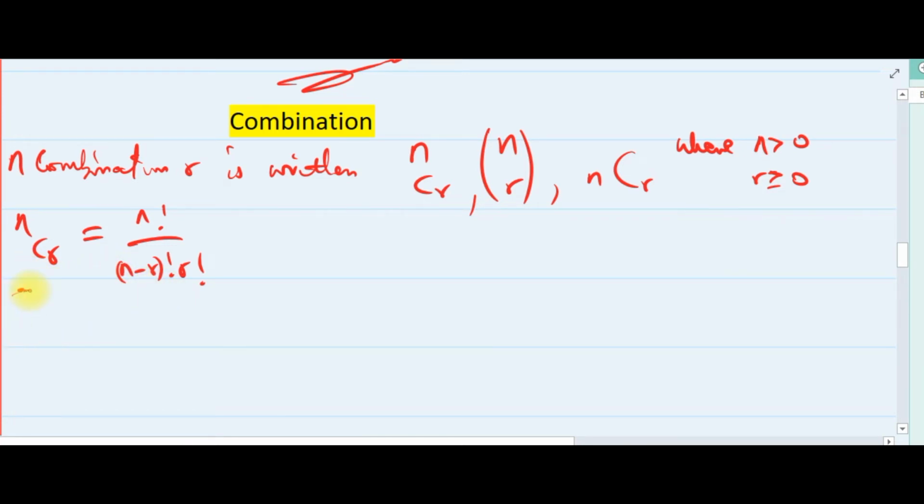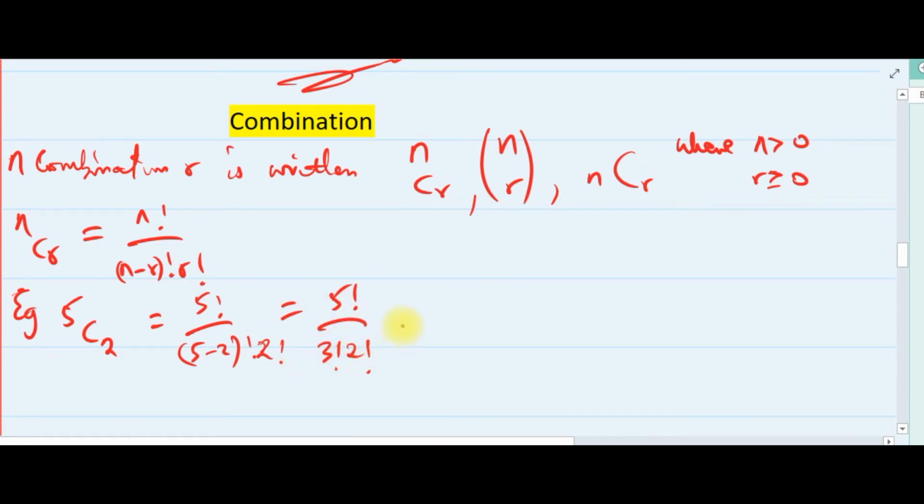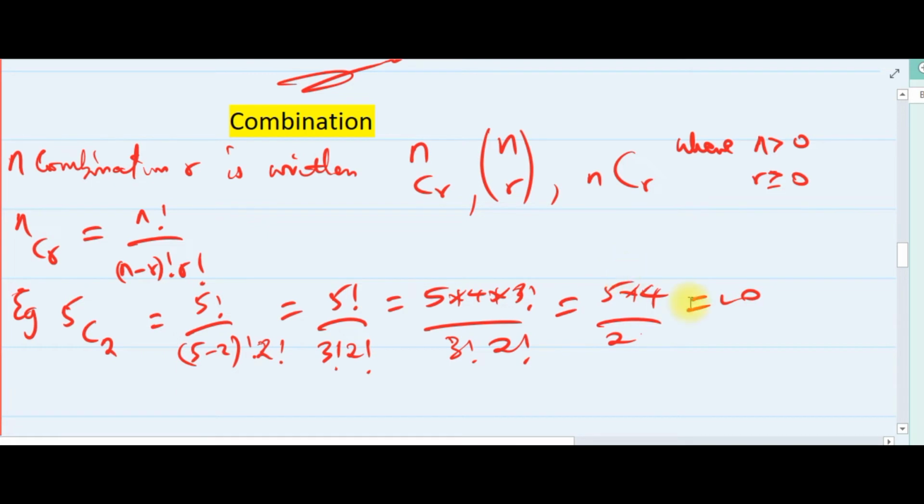So for example, if you are given 5 combination 2, we have 5 factorial over 5 minus 2 factorial times 2 factorial, which is 5 factorial over 3 factorial times 2 factorial. We can go further as 5 times 4 times 3 factorial over 3 factorial times 2 factorial. So we have 5 times 4, and 2 factorial means 2 times 1, which gives 10. The answer is 10. That's how we write and expand combination.